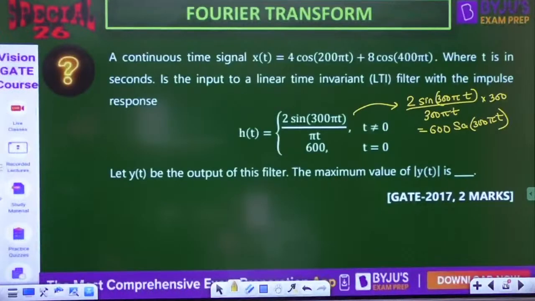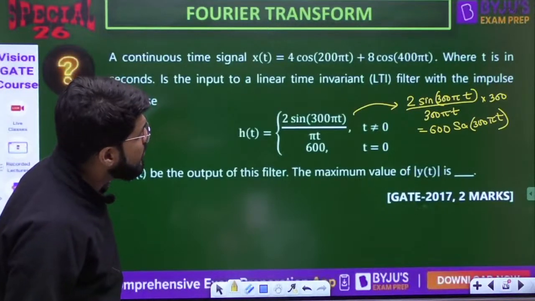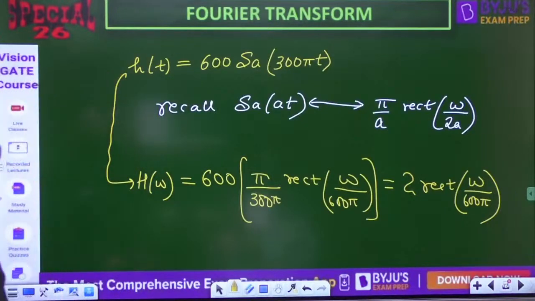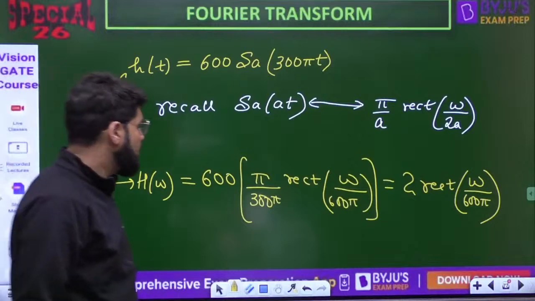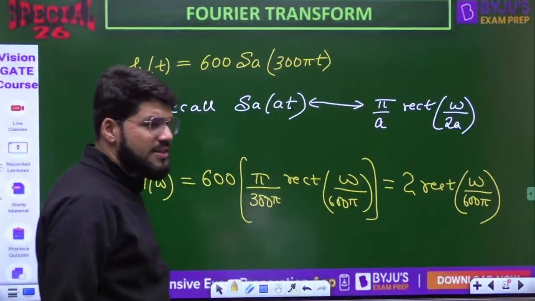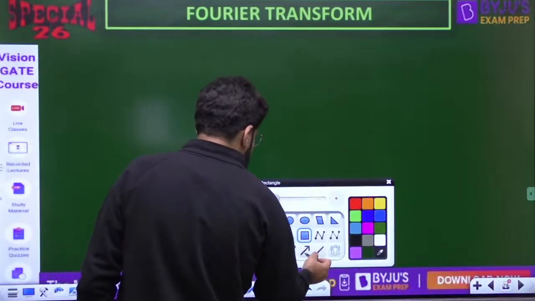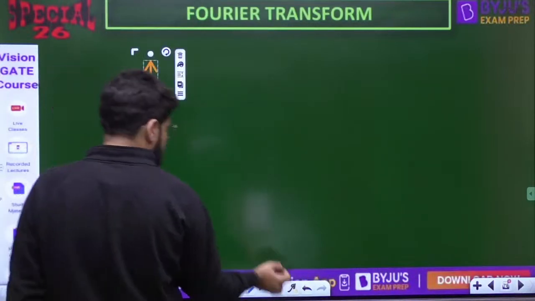Okay, and that had 2 also. I multiplied 2 into C 600. Correct. Okay, so pi by a rect of omega by 2a. Okay, this is the h omega. So if I want to draw this h omega, if I want to plot this h omega, how is it going to appear?